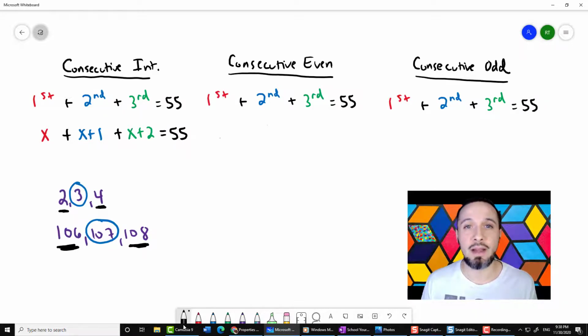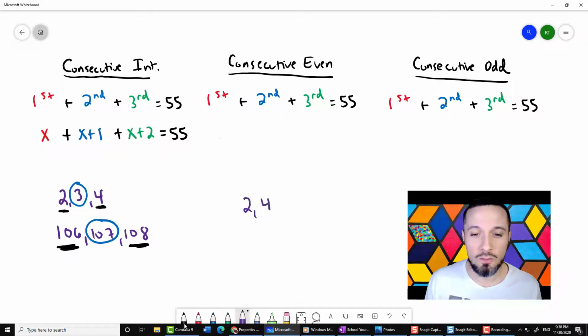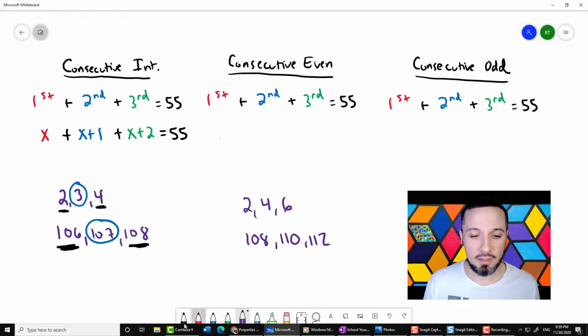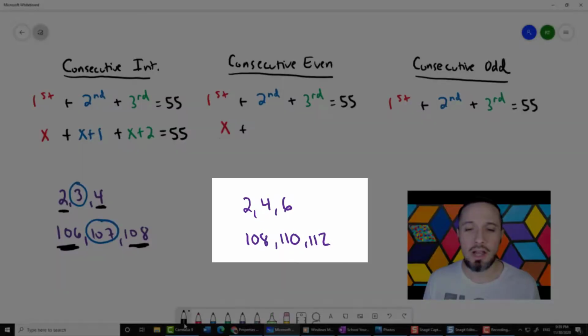Now let's apply that same idea to the other 2 examples. So consecutive evens, I'm going to make up some numbers below. So consecutive evens would be something like 2, 4, 6, or 108 and 110 and 112. Again, these are consecutive evens, 3 of them. And if I were to come up with an equation, my first number I could call x because I don't know what it is.